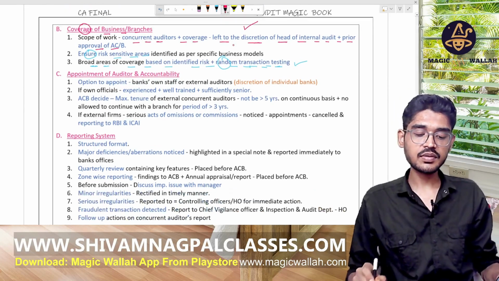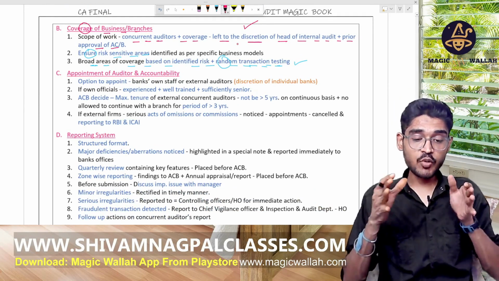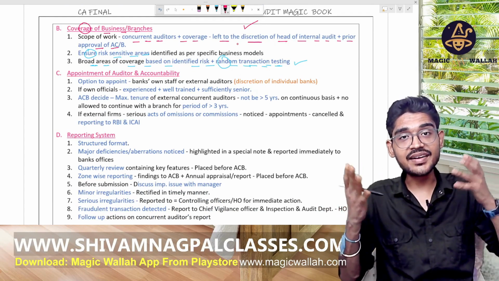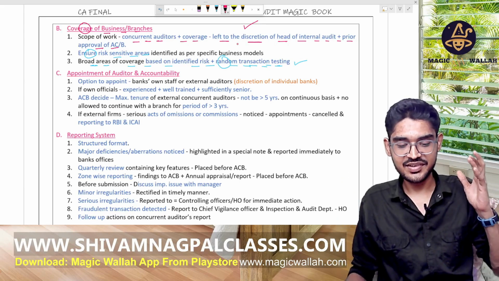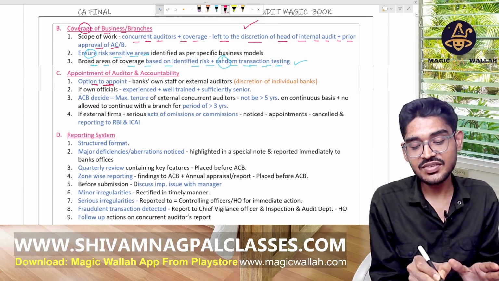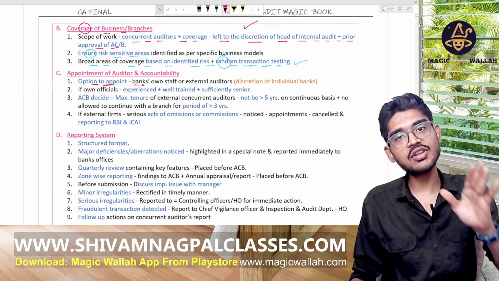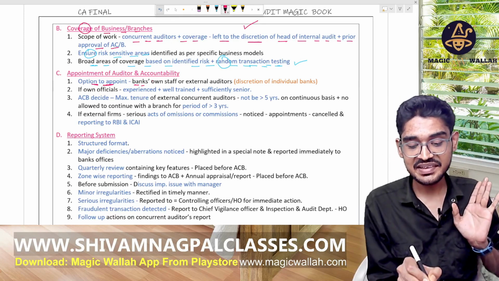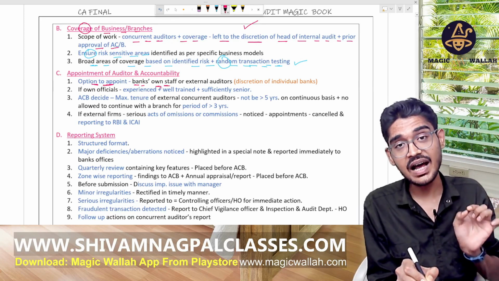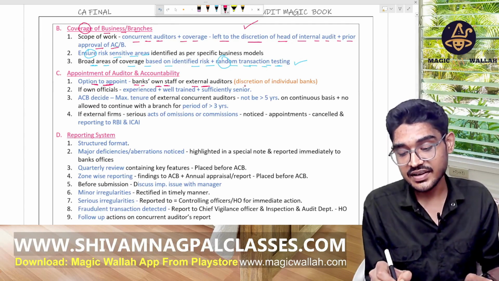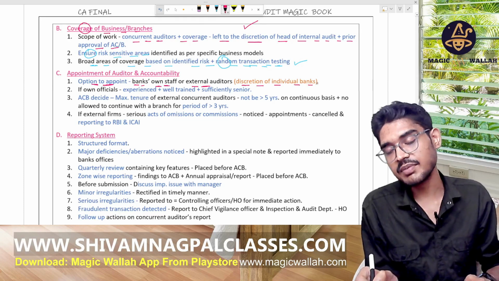Now the next point says the appointment of the auditor and its accountability. Who can be the concurrent auditor? Now the answer is the option to appoint lies with the bank. The bank has the option to choose the concurrent auditor. It can be the bank's own staff also, or an external auditor, just like us, right? But it is at the discretion of the individual bank. They have the power to choose.